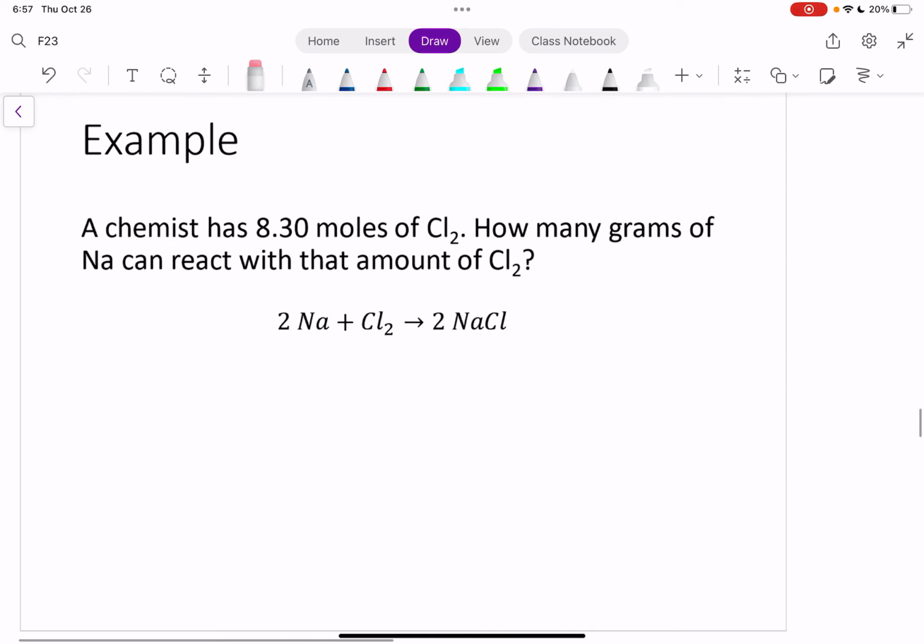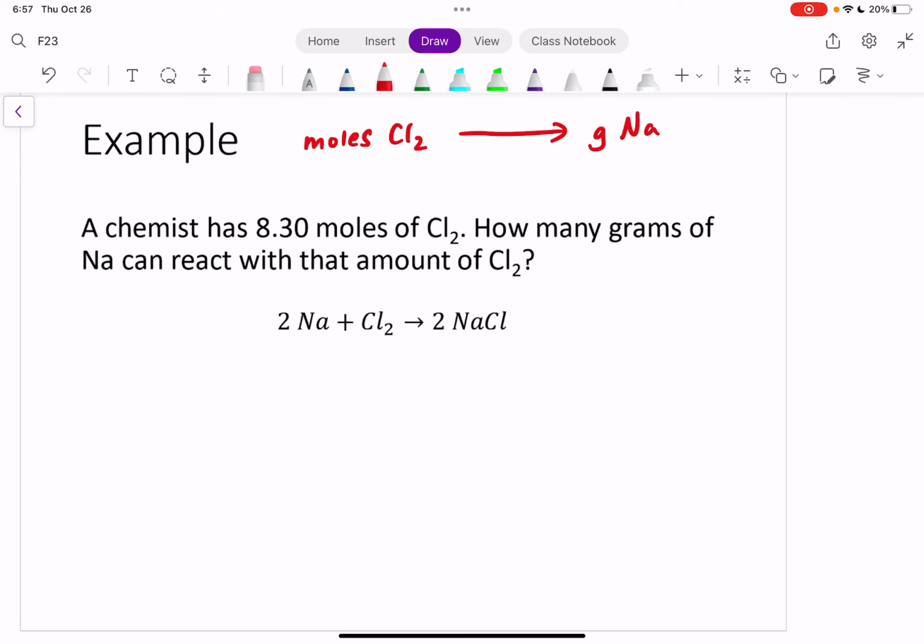So let's try this out. A chemist has 8.3 moles of Cl2. How many grams of Na can react with that amount of Cl2? Okay, so what is this question asking? Well, we are in moles of Cl2. And we want to get to, what do we want to get to? Grams of Na.